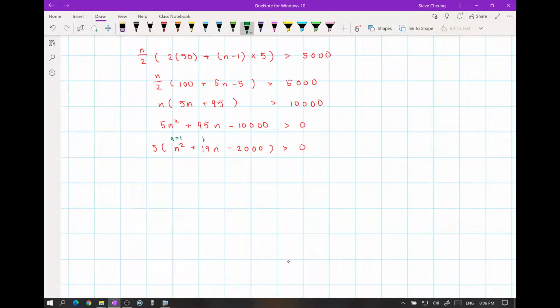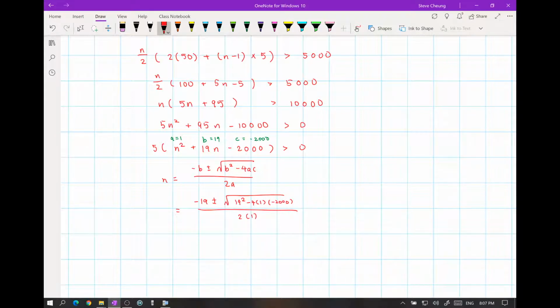So my A is 1, my B is 19, my C is negative 2,000. So if you remember the formula, it's negative B plus or minus square root of B squared minus 4AC all over 2A. Substituting these, we have that. So I do need a calculator for this part of the equation, especially the square roots, because it's not a perfect square.